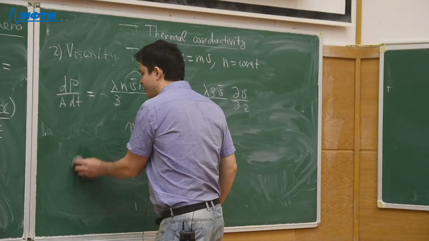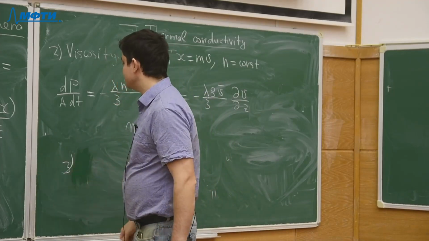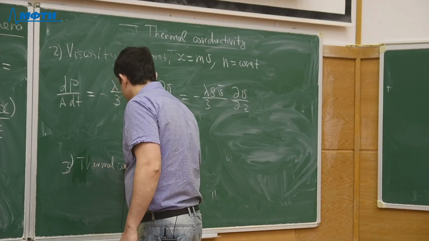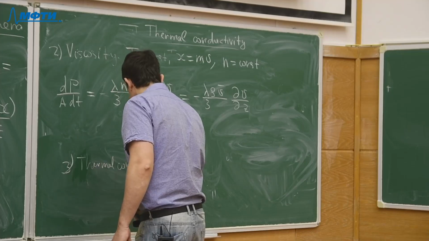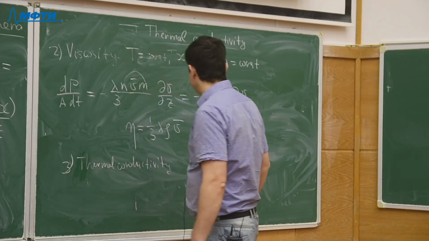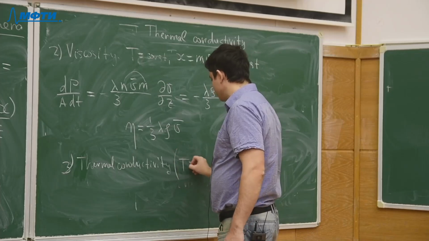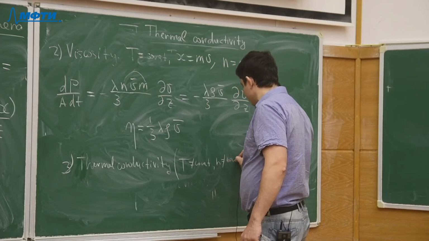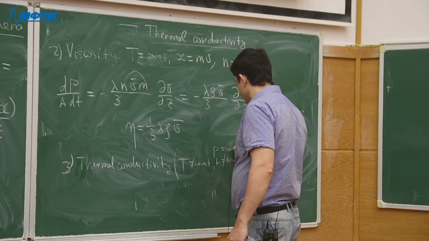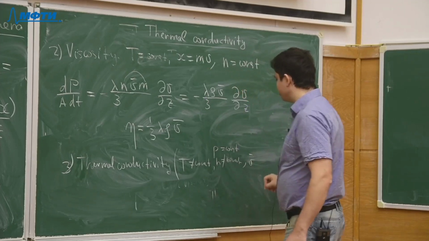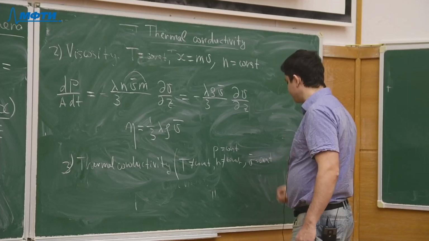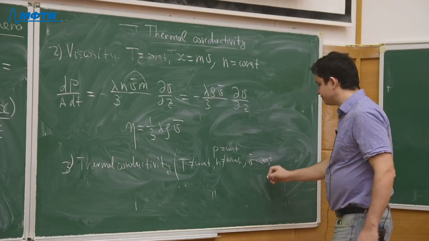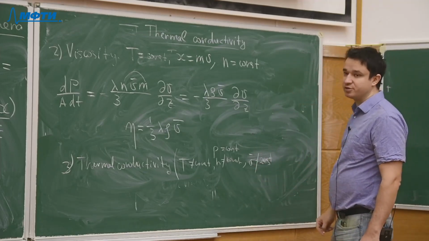Well, the final phenomenon which remains for us to study is thermal conductivity. Here, temperature is not constant. So that means that number density is not constant. The pressure is constant. And also, mean thermal speed is not constant. So it seems like something very difficult is going on here.